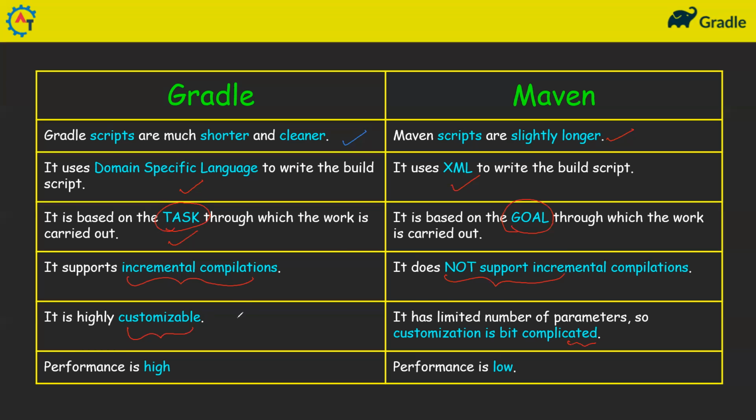Why is it highly customizable? Here you use Groovy or Kotlin programming languages, and because of that, you can customize. Here you have XML, which is not that customizable. So performance is high here, and performance is low there. Why is it high and why is it low? Because of incremental compilations, it is high. And because Maven does not support incremental compilations, it is low. So these are all the differences between Gradle and Maven.